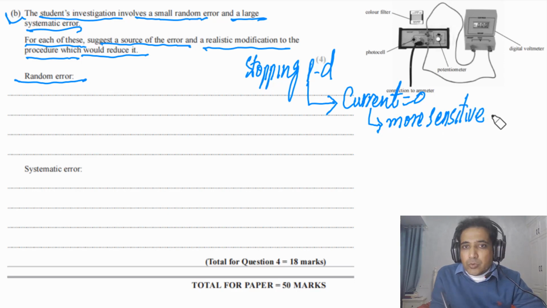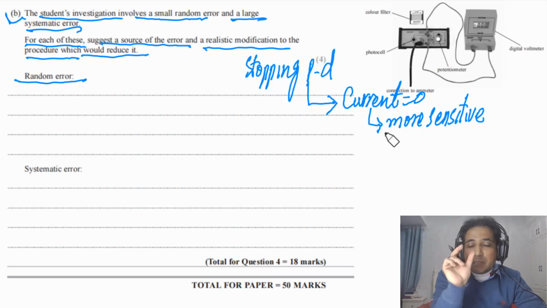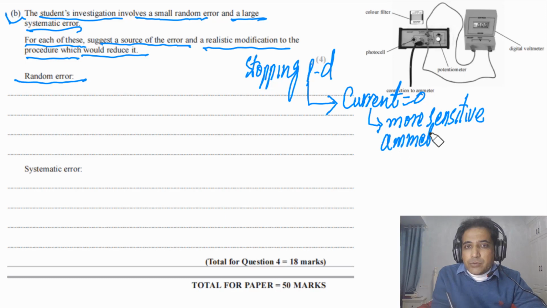By using a more sensitive ammeter, meaning we can use a pico ammeter or a micro ammeter, we can see the small changes. So we can say a more sensitive ammeter. By using a more sensitive ammeter we can minimize uncertainty. So that's all you can say for the random error.